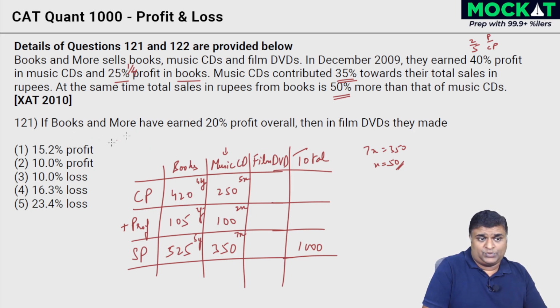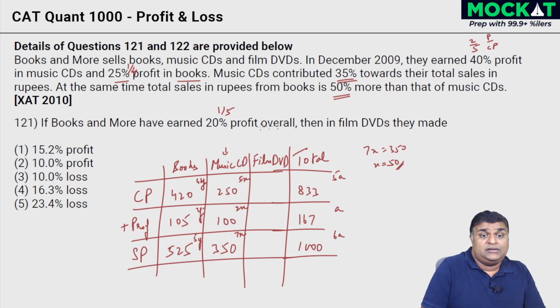Then I'm given two questions, 121 and 122. Let's see how to do it. Now, if Books and More have earned 20% profit overall, then in film DVDs, they made how much? So once again, this is 1/5 over here. If this is 5A, this is 1/5 of that, A overall. Then total over here is 6A. If 6A is 1000, then A is 1/6 of this, which is 167, 1/6 of this is 166.67. And the difference between these two is coming to 833.